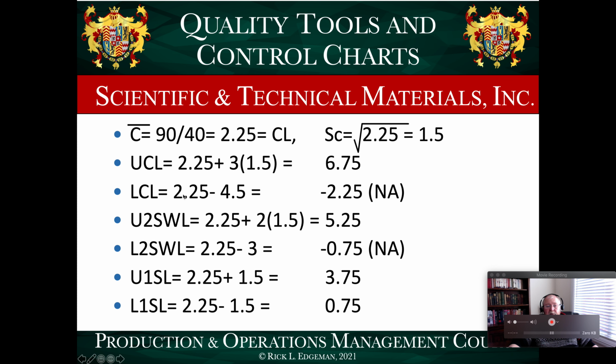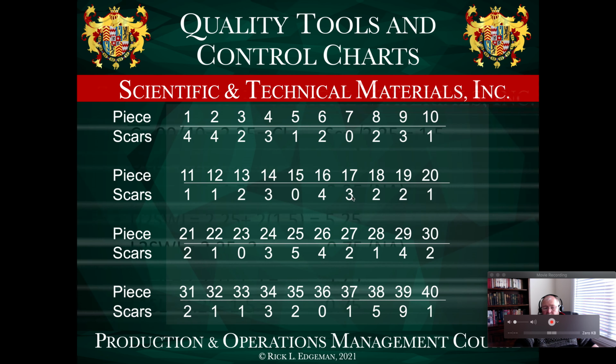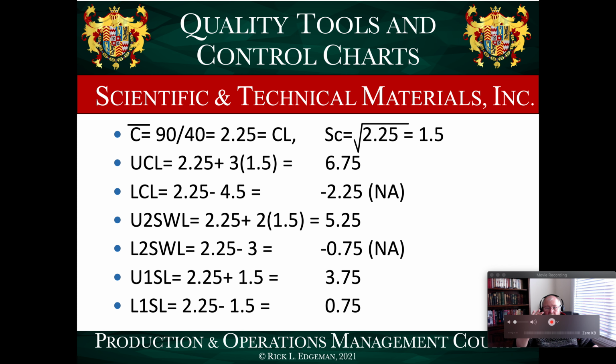Lower control limit, well, that is 2.25, C bar, minus 3 times 1.5. That's a negative result for the calculation, so you do not have a lower control limit. Upper and lower 2 standard deviation warning lines, you can calculate those. Those are the results, 5.25 and negative 0.75. Therefore, you do not even have a lower 2 standard deviation warning line, not applicable.